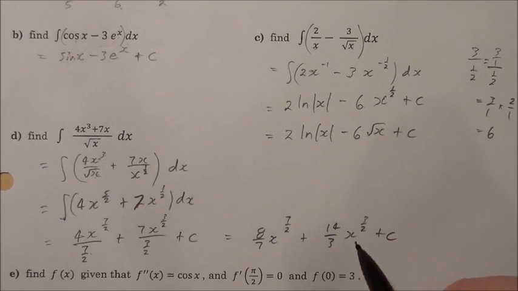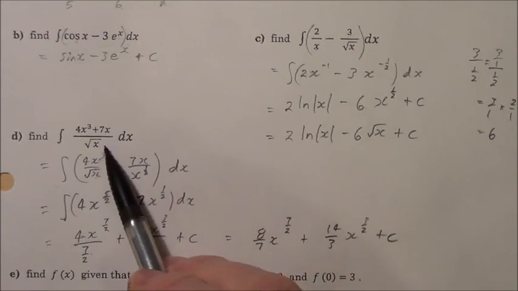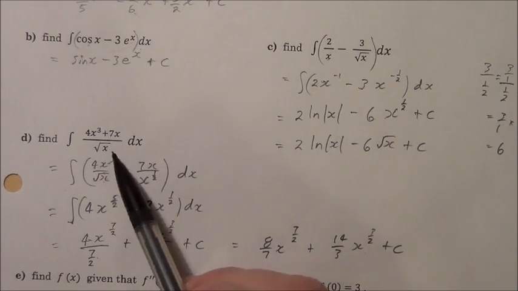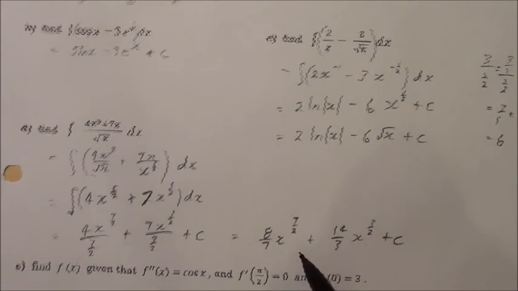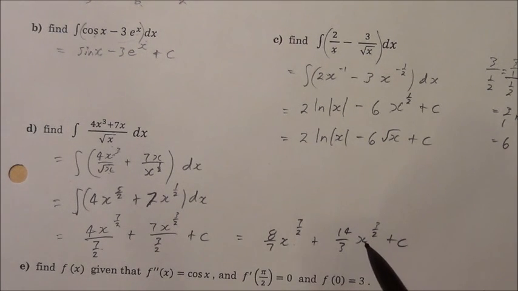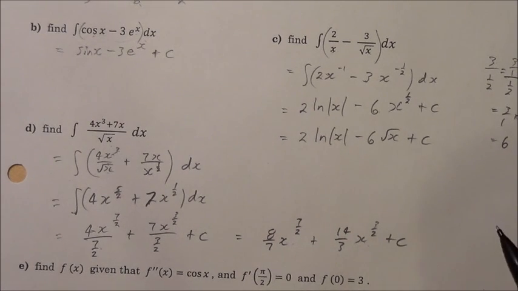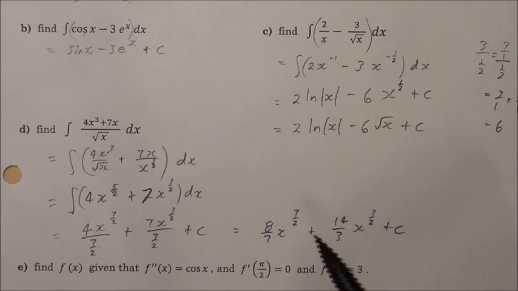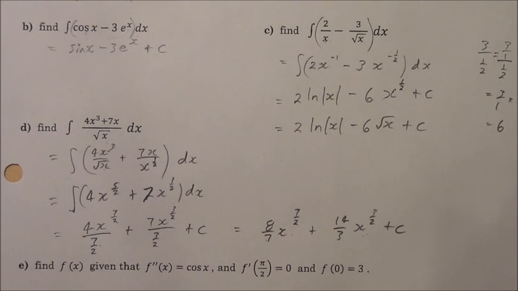Now, I could spend the time and change these back into radical form. I don't really feel like it right now, but you could do that. What would that be? x cubed root x and x root x. So I guess I did feel like doing it, but just not writing it down. So x to the 7/2 is x cubed times root x, and x to the 3/2 is x times root x. And of course the coefficients will stay the same, and the c will also just stay there.